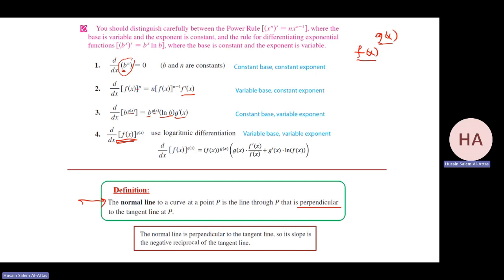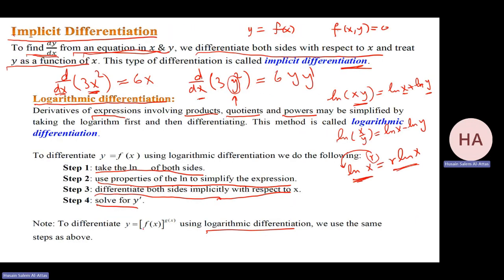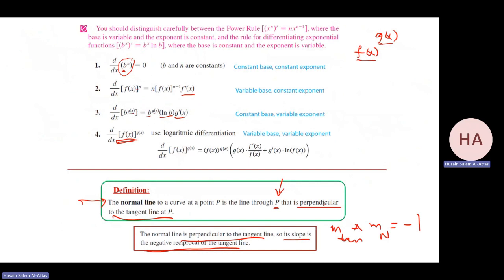The last thing in this section is the normal line. What they mean by the normal line is a line through P, the point of tangency, but it's perpendicular to the tangent line at P. The normal line is perpendicular to the tangent line. So what happens? Its slope is the negative reciprocal of the tangent line's slope. So I have m tangent times m normal equals minus 1. That's all for this section. This is what we have mainly: implicit differentiation, logarithmic differentiation, and the idea of the normal line.